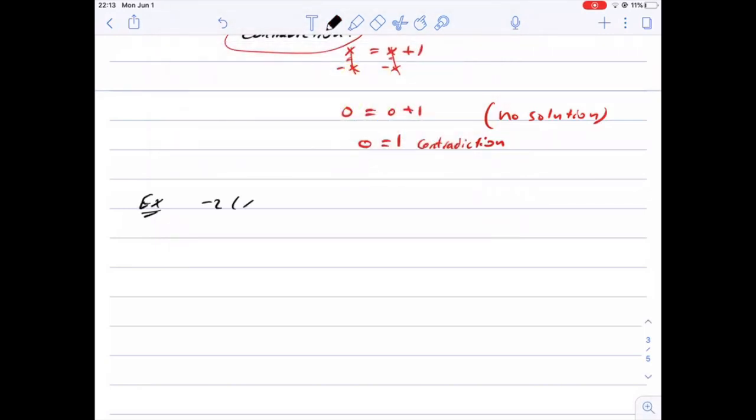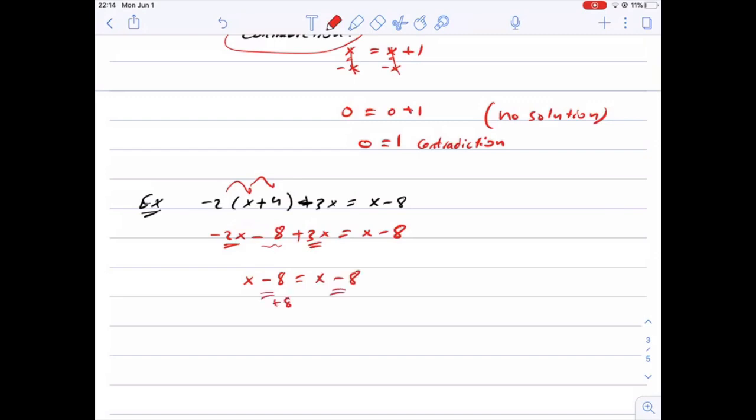For example, if you have negative 2 times (x plus 4) plus 3x equals x minus 8. In order to solve this, we distribute the negative 2: negative 2x minus 8 plus 3x equals x minus 8. Then negative 2x plus 3x is just x, so x minus 8 equals x minus 8. The left-hand side is equal to the right-hand side. So let's add 8. You get x equals x, and this is true for all x values.